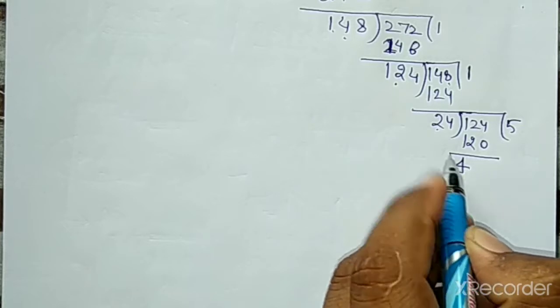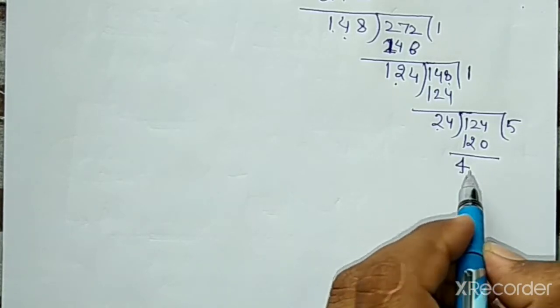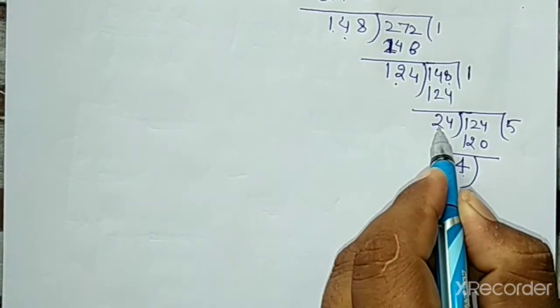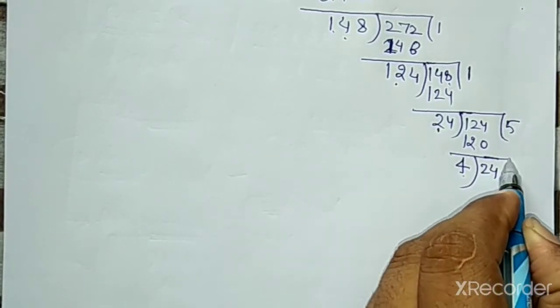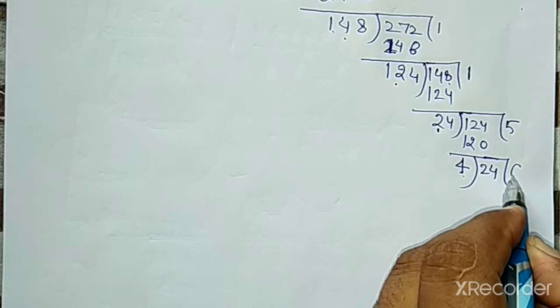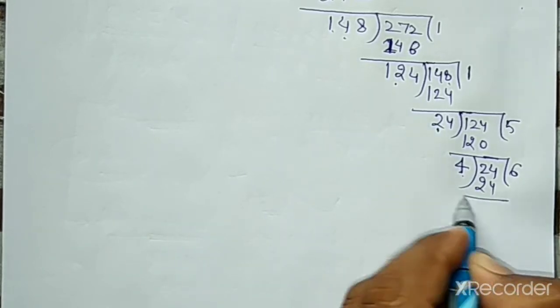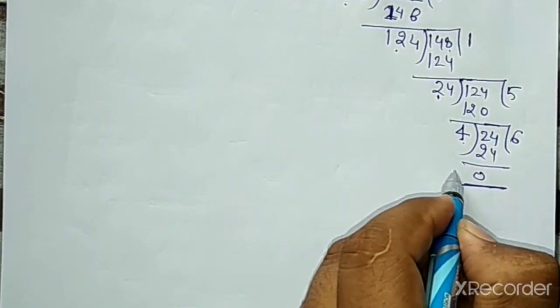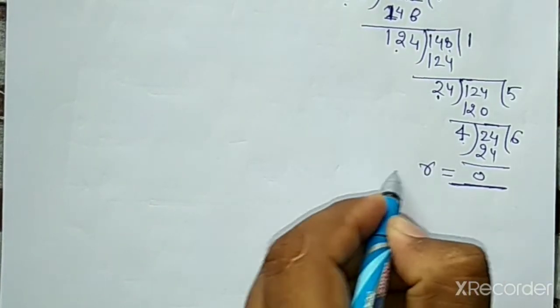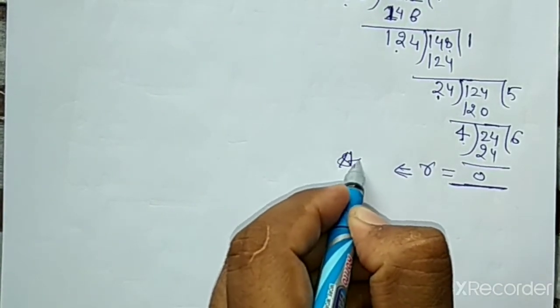Again the remainder is not 0, keep on dividing. That is, 24 is the divisor here, you put over here 24. Okay, then it comes 4 6s are 24. Now the remainder comes 0. See, once the remainder comes 0, you have to stop it here.